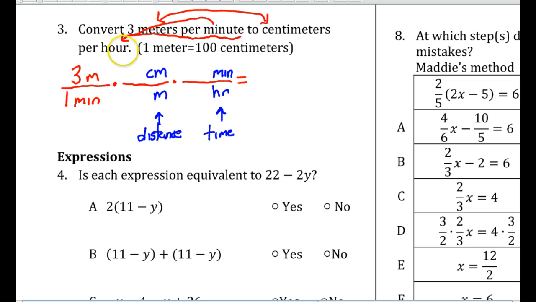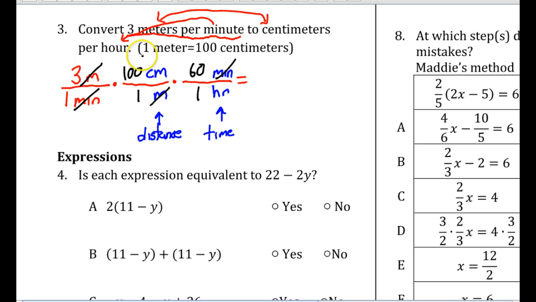Now it tells us that 1 meter is 100 centimeters. I'll put a 1 down here and 100 up here. And over here we have to just know this, not written here, that 1 hour is 60 minutes. So what we have here is really just 3 times 100 times 60. And then all the units, the minutes cancel out and the meters cancel out, and we're left with centimeters over hours, or centimeters per hour.